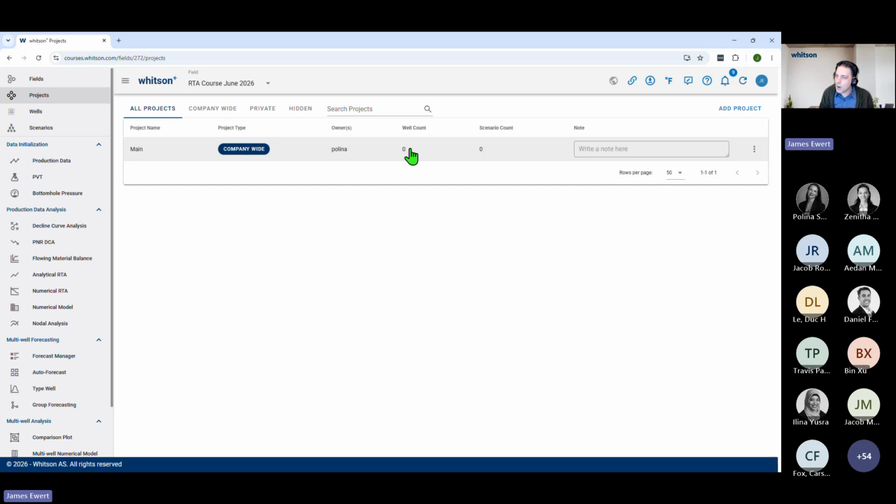Now, I can analyze the wells within main, but as we're going to do in a moment, I can also create my own projects. Projects are fantastic because I can keep it private just to myself, I could share it with some of my other teammates, or I can make it company-wide so everybody can see it. So I can really change how what I'm working on is viewed by my local team and the company as a whole. And so what we're going to do together is add a project.